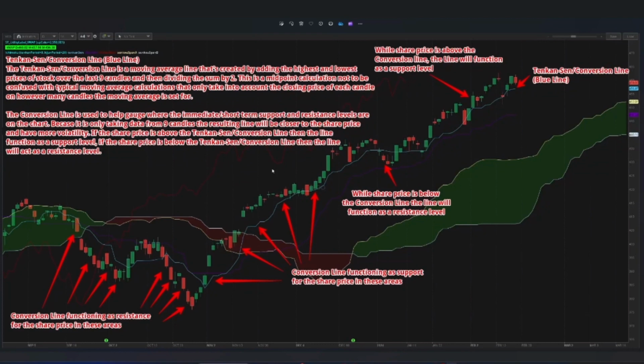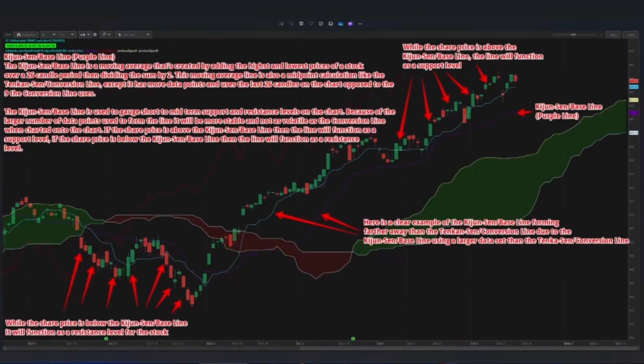So the next line we're going to go over is going to be the Kijun baseline. The Kijun baseline is going to be the purple line in your chart. It's going to be that line right here. The difference between the Kijun baseline and the Tekken conversion line is that the Kijun baseline is also a moving average, and it also uses a similar midpoint calculation.